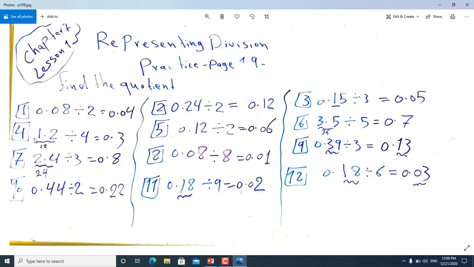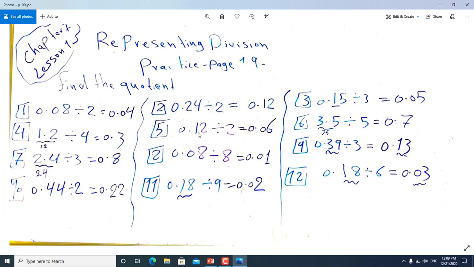From number 4, it's 1.2 divided by 4. This 1.2 is 12 parts, because this one is one whole, that means it's 10 parts, and this 2 is 2 parts from tenths. So it will be 12. In mind, we will say 12 divided by 4. 12 divided by 4 is 3. So this 3 is one digit after the decimal point. Also on the other side, we have one digit. So we just put 0 and point.